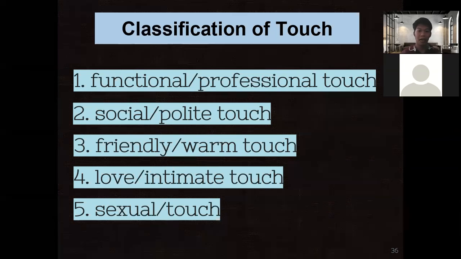As I have mentioned earlier, there's a difference when you communicate with your boss, your supervisor, or your manager, and when it comes to your friend. There's formality and informality between the two. And we have love or intimate touch, or sexual touch. This form of touch is usually in a romantic relationship, boyfriend or girlfriend, or between spouses.